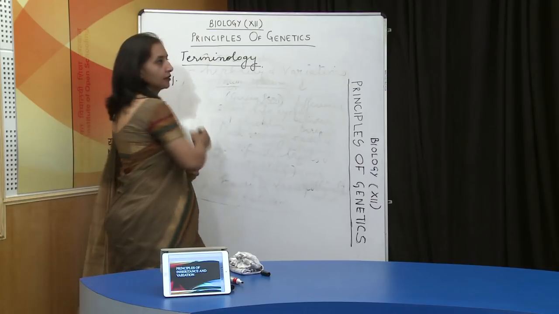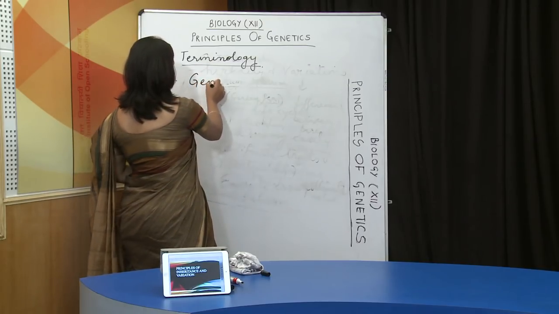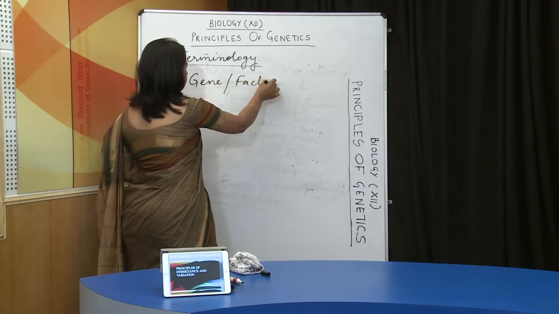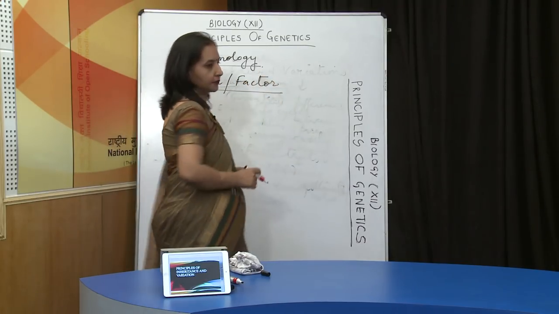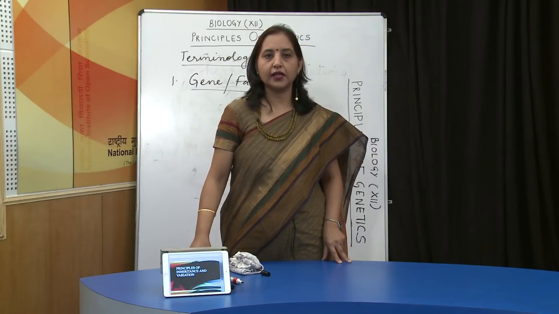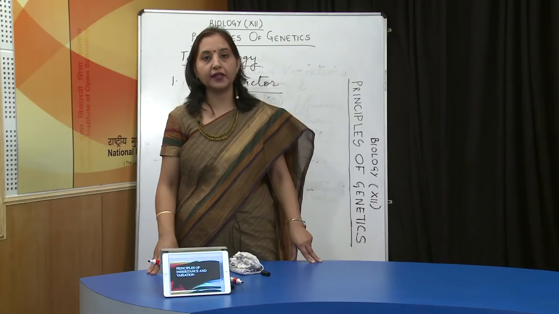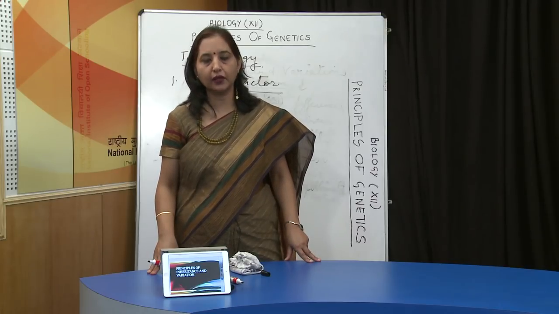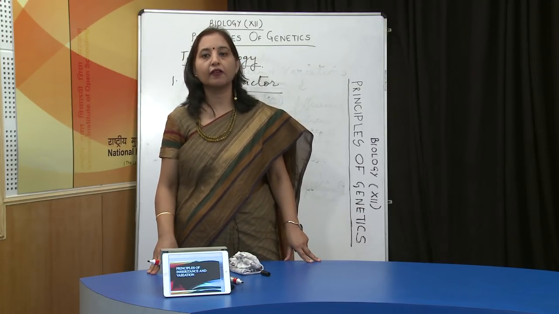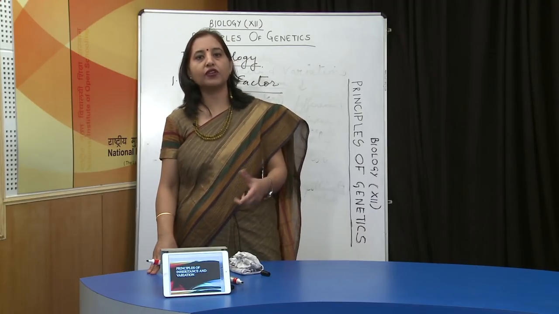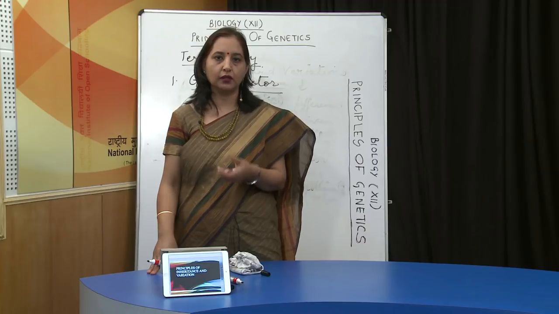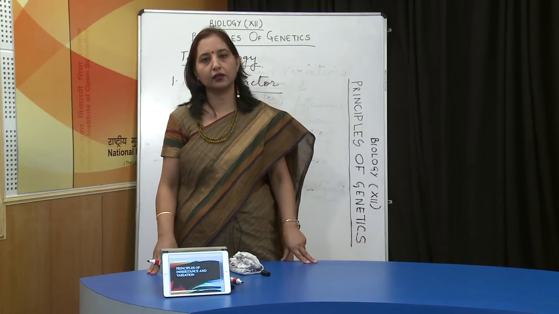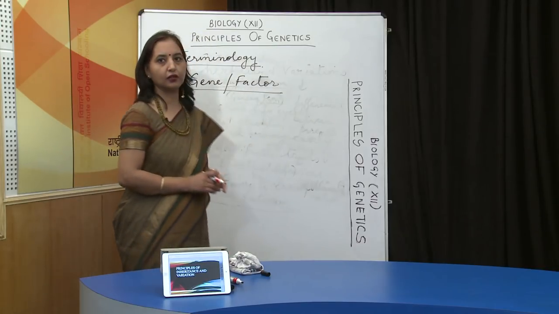The first term is gene. When Mendel was studying garden pea for his experiments, at the time neither the chromosomes were discovered nor genes were known to anybody. So he referred to genes as factors. So when we talk about factors, we know that we are talking about the genes in today's context. Mendel called them as factors, that there is something called as factors which pass on from one generation to the other. This is referring to actually genes in today's context. So the first term is gene or factor.